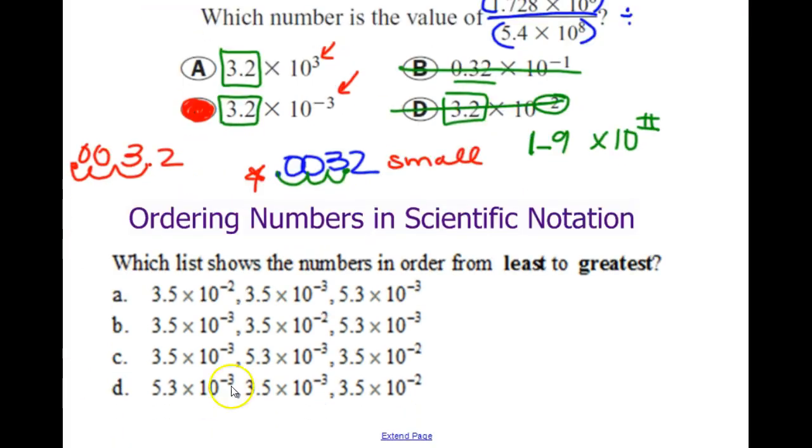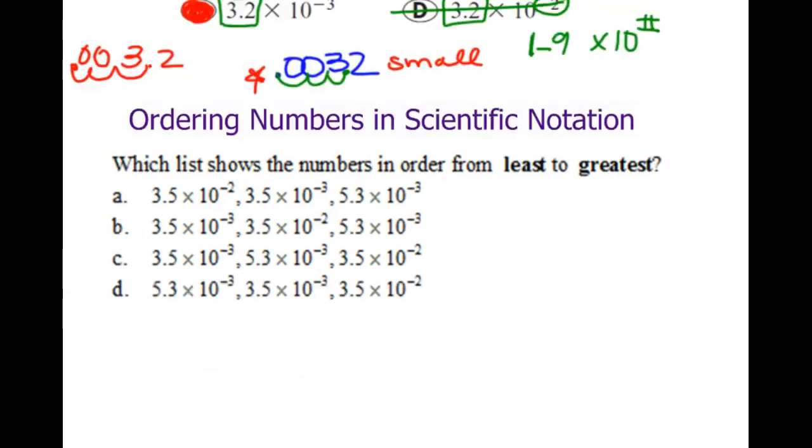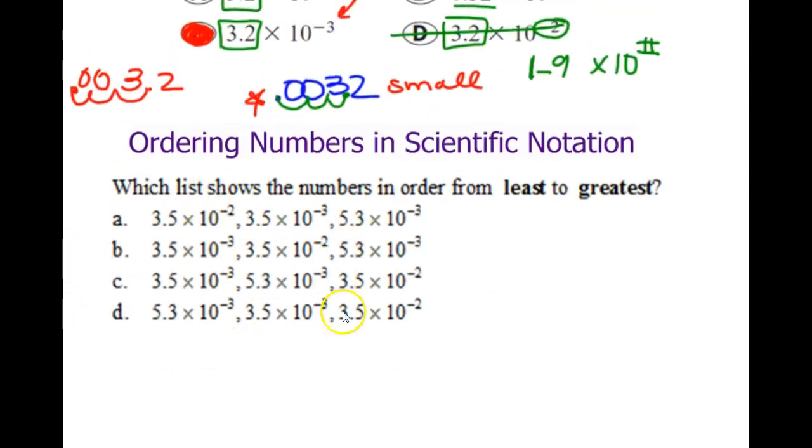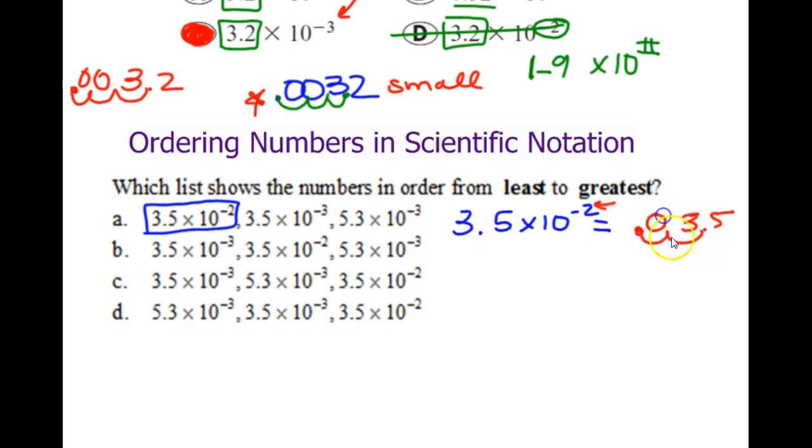Alright, let's try one more. It says order the numbers from least to greatest. So I'm going to look here, and actually they're all the same numbers, just in a different order. So I'm going to actually multiply or write them out. This one is 3.5 times 10 to the negative 2 power. That really, if we write this out, is 3.5, and we're moving 2 spots to the left. It's a negative, so 1, 2, so 0.035.